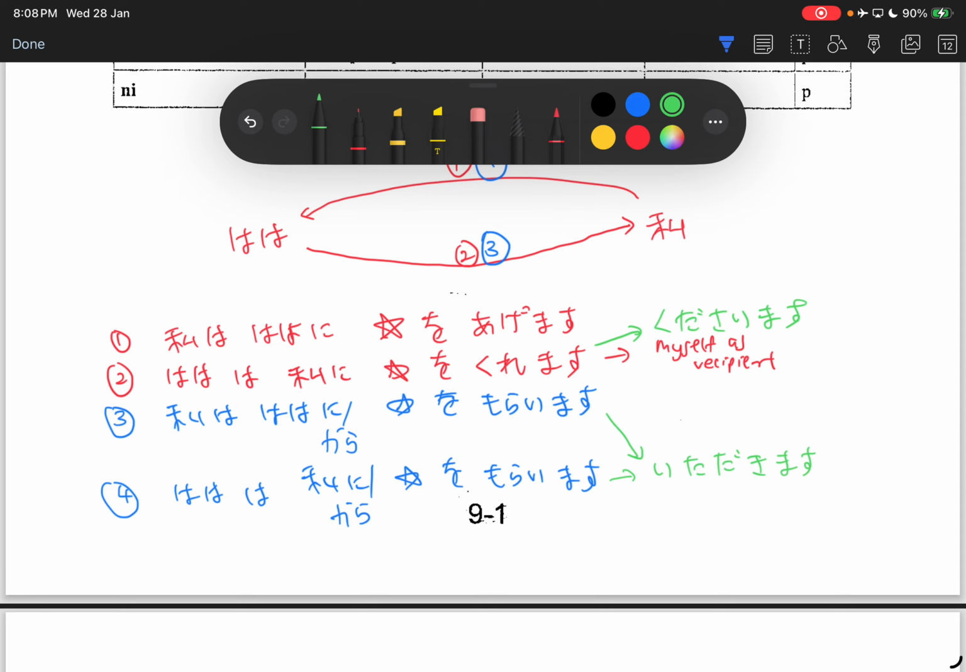Right? So this is the higher up thing. So moraimasu can be substituted with itadakimasu. Kuremasu can be substituted with kudasaimasu. Yeah.